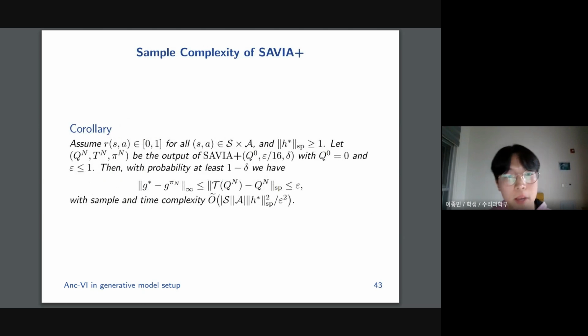And this is our last main result, which is the sample complexity of Sabia plus. Under the same condition, this corollary says that with 1 minus delta probability, we can obtain the epsilon optimal policy with the following sample complexity. Again, this algorithm does not need any prior knowledge of span-seminal H star due to the doubling trick and the computability of empirical Bellman error. Also, this is the best known sample complexity among the model-free methods, and it matches the lower bound with span-seminal over H star.